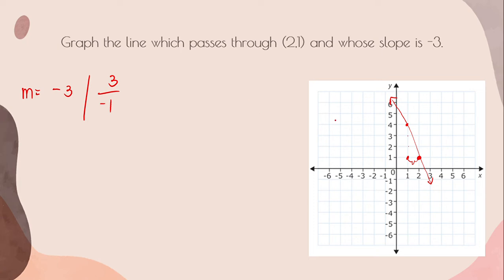So again, the rise is 3, the upward movement. And the run would be -1, or since the slope is negative, you have to move 1 unit to the left.